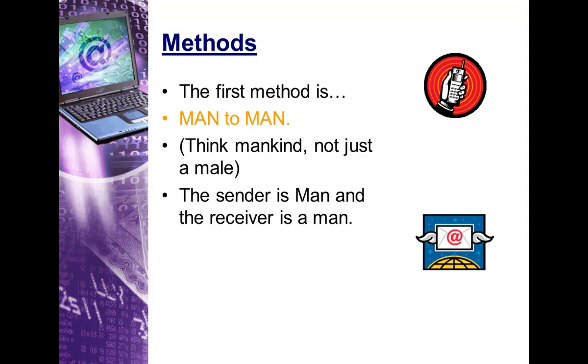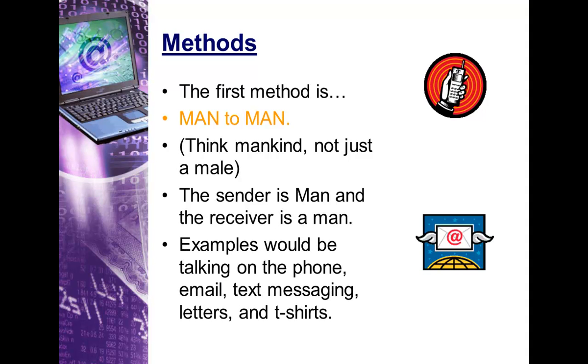Or if you're talking over a cell phone, perhaps, you're not really talking to the cell phone, you're talking to the person at the other end. So it would be mankind to mankind, or man to man to make it simple. Examples would be talking on the phone, email, text messaging, letters, t-shirts. When you're wearing a t-shirt that has printing on it, you're sending that person a message. For example, if you have a Colts shirt on, one would assume that you probably like the Colts. That's the message you're sending to that other person.